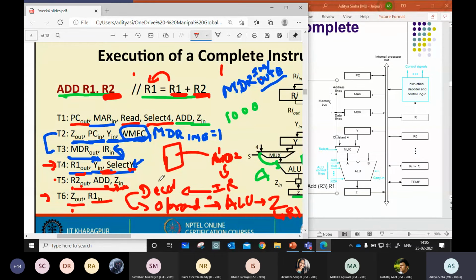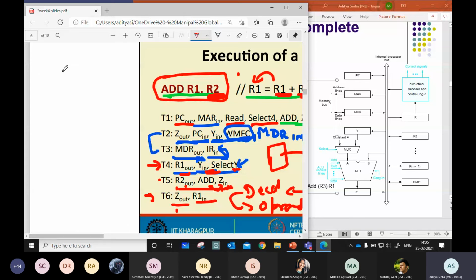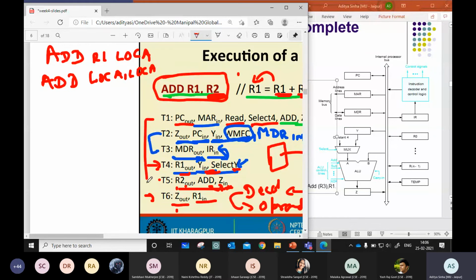इसको एक बार खुद से करके देखना, and I'll suggest कि this is for add R1 R2. We have 3 more examples, that is add R1 LOC A और add LOC A, LOC B. उनके लिए भी ये ड्रॉ करके देखना सारे कंट्रोल सिग्नल्स.